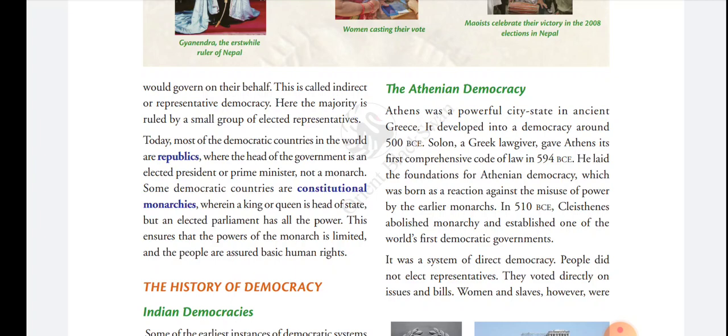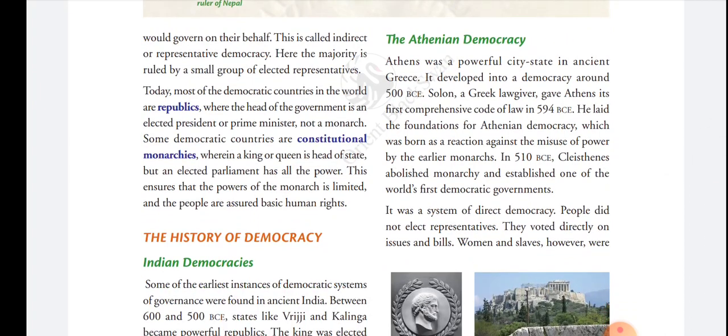In Athens, at first the monarchs ruled, and they misused their power. So the Athenians abolished this monarchy and established one of the world's first democratic governments in Athens. So here is another reason: the monarchs misused their powers. The Athenian lawgiver abolished the monarchy and established a democratic government.